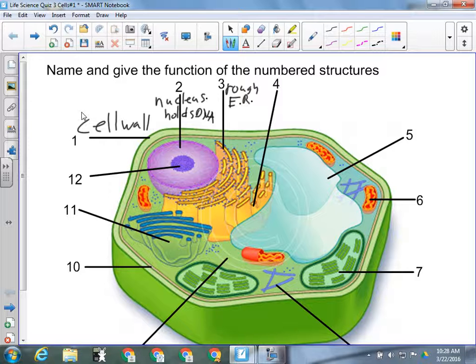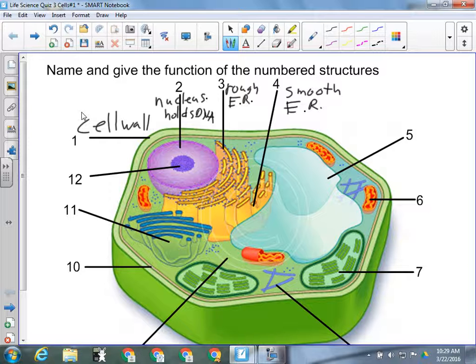All right, what's number 4 pointing to then? Smooth ER. Okay, I will accept any one of the following functions for smooth ER. Detoxifies poisons, breaks down complex carbohydrates, makes lipids, repairs membranes, something along those lines. Pardon me? No, it doesn't organize anything.